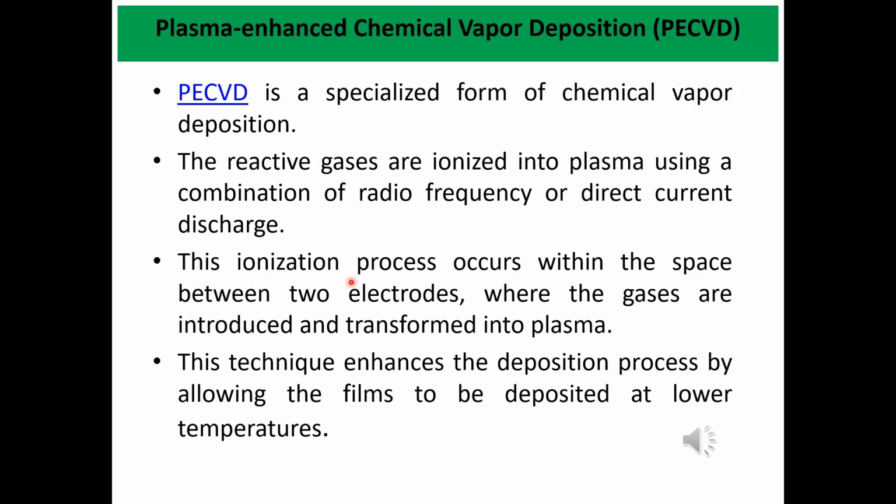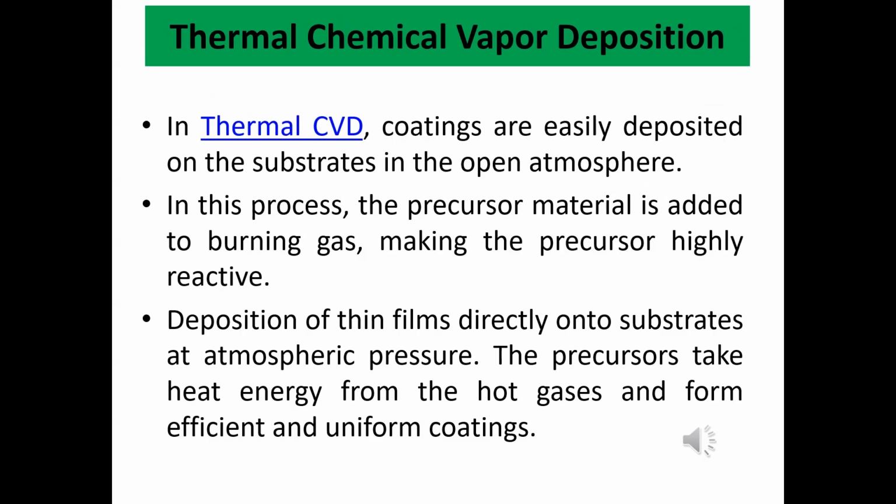This ionization process occurs within the space between two electrodes where the gases are introduced and transformed into plasma. This technique enhances the deposition process by allowing the thin films to be deposited at lower temperature. So, using plasma technique, the thin films could be deposited at comparatively lower temperatures.